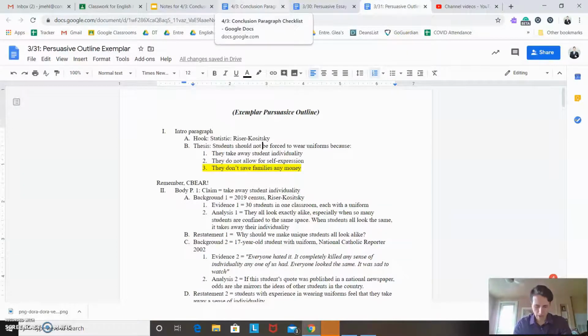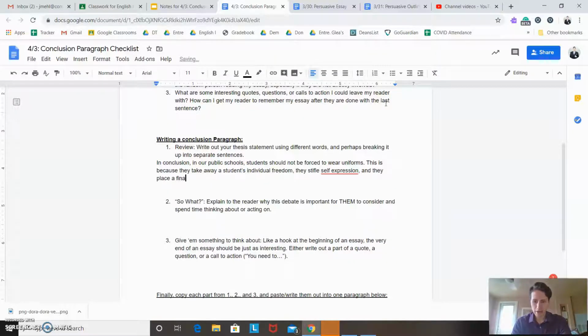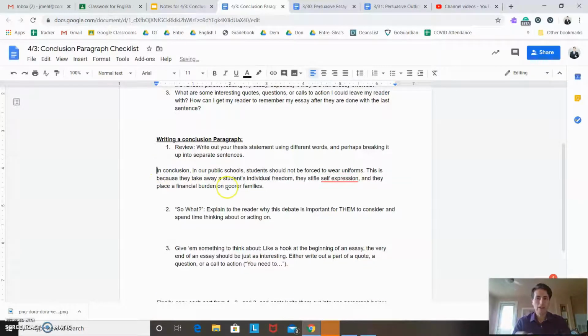And what's the third thing? They don't save families any money. I'm going to try and rephrase that. Instead of saying they don't save families any money, I'm going to say they place a financial burden on poorer families. So that's how I rewrite my thesis in different words.